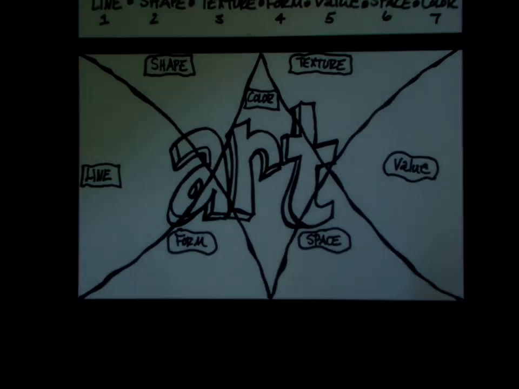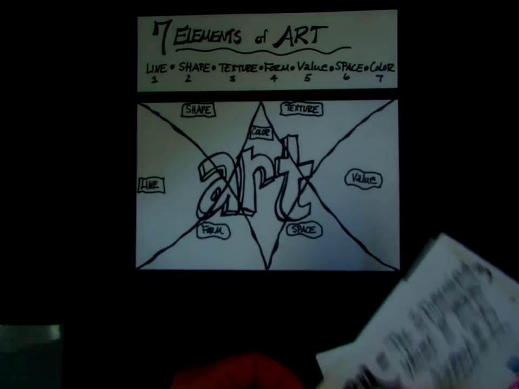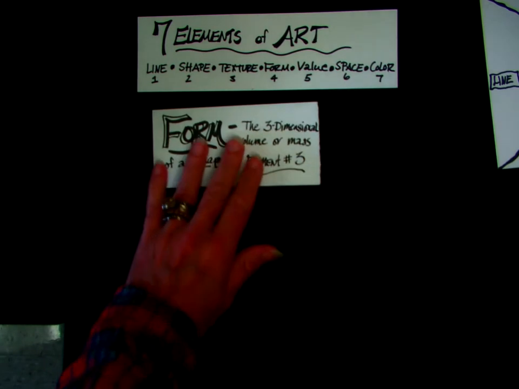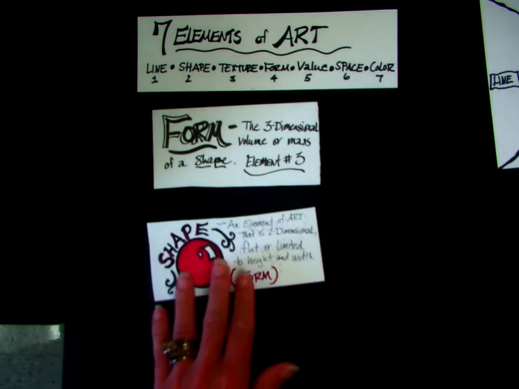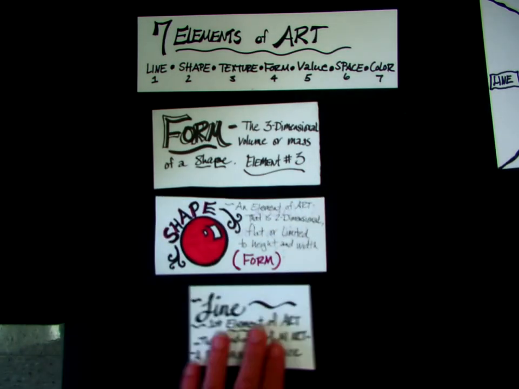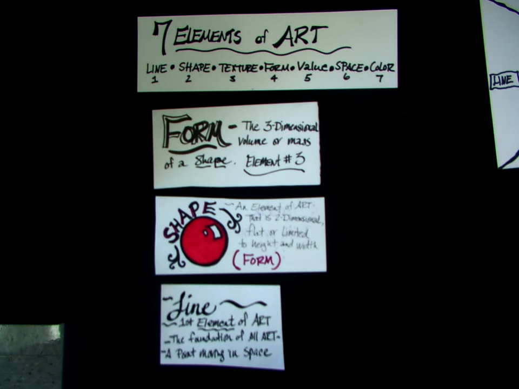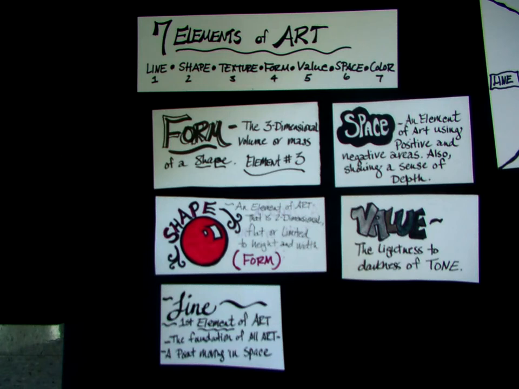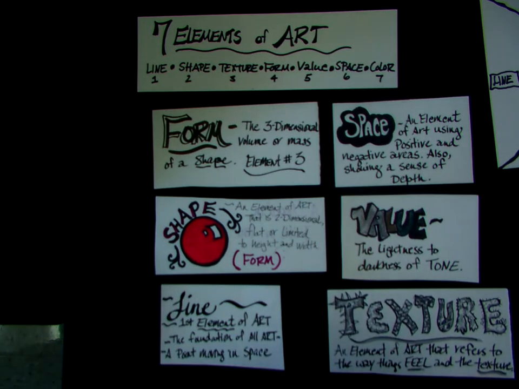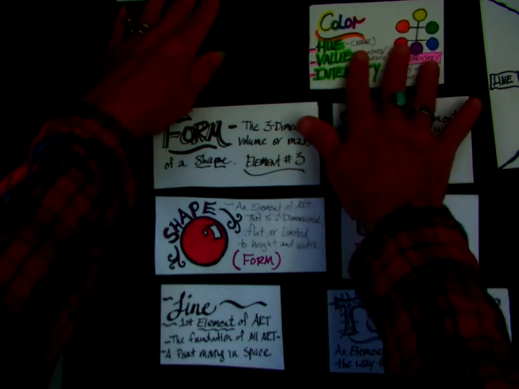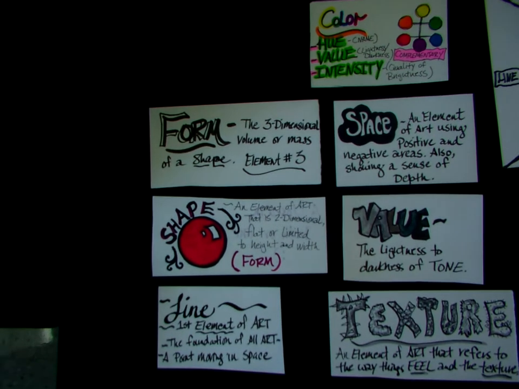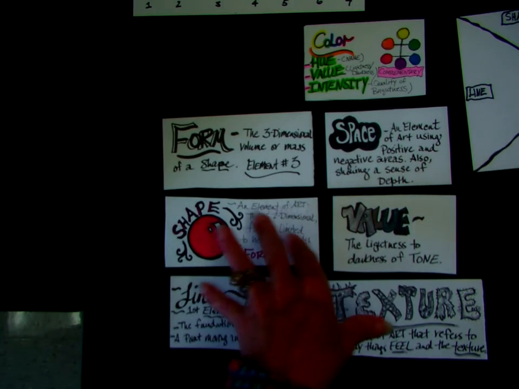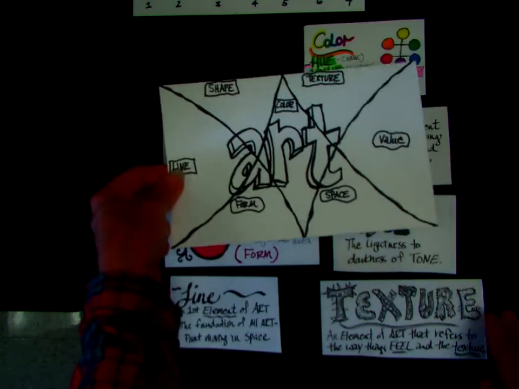Let me go ahead and zoom out just a little. We've got form, which is your 3-dimensional volume or mass. We've got shape. We've got line, which we have worked quite a bit on. We've got space, value, texture, and color. All right, so these are the ones we are working with now, and we're going to put examples of these onto this project.